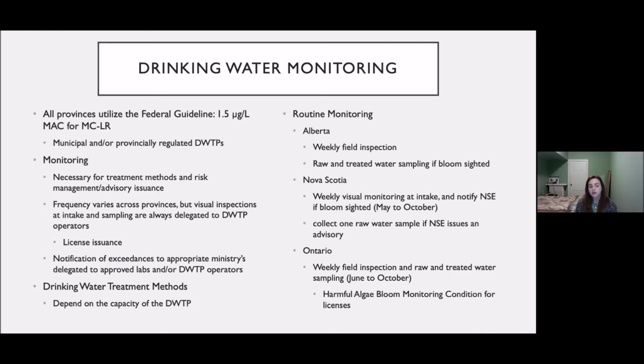The frequency of monitoring varies across provinces, but visual inspections at intake and sampling are always delegated to drinking water treatment plant operators via the issuance of their license. Notification of exceedances to appropriate ministries are also delegated to the approved labs where the samples are submitted, or to the drinking water treatment plant operators, generally both. And the drinking water treatment methods vary between drinking water treatment plants based on their capacity. So there are drinking water treatment plants that are not capable of filtering out cells and the cyanotoxins.